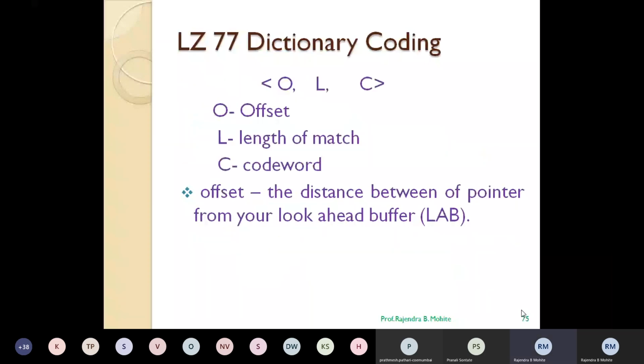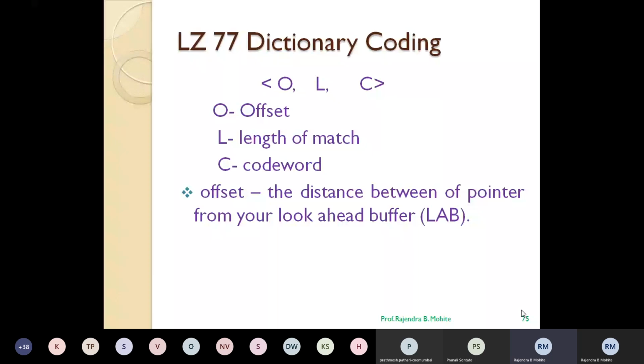As I already said, LZ77 uses a triplet format, LZ78 uses a doublet, and LZW uses a singlet format. The triplet format is represented inside the greater than and less than signs. It represents three items, which are nothing but O, L, C. O represents the offset, L represents the length of match, and C represents the code word. Keep in mind that LZ77 uses a triplet format.